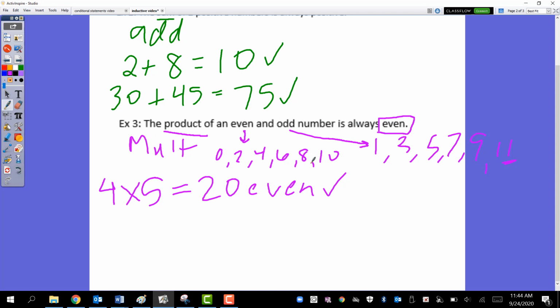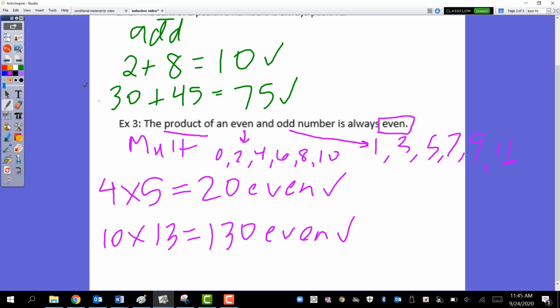Let's pick another example. Let's pick an even number, 10, times an odd number, 13. If I do 10 times 13, I get 130. Is that even or odd? Well, look at the last number. The last number is even, so it's an even number, so that also supports this sentence.